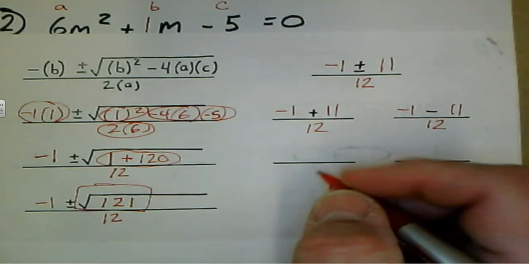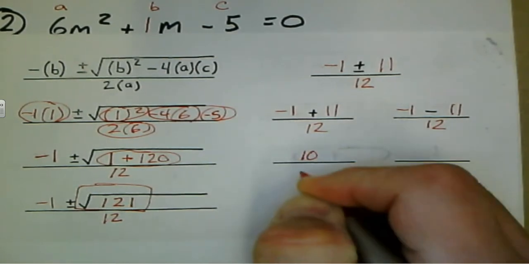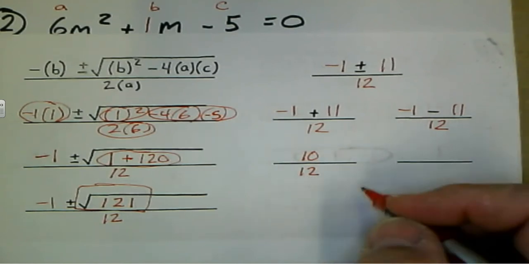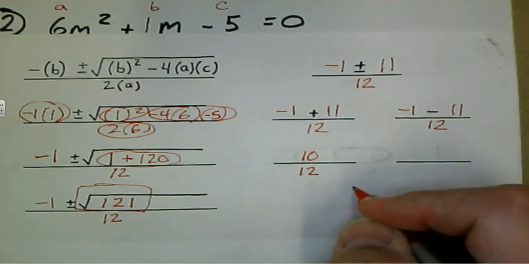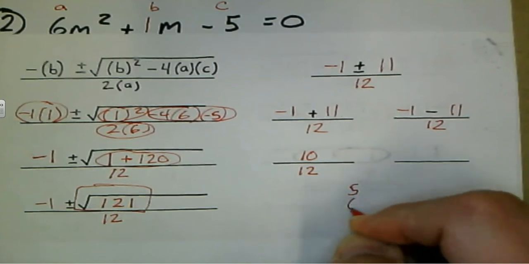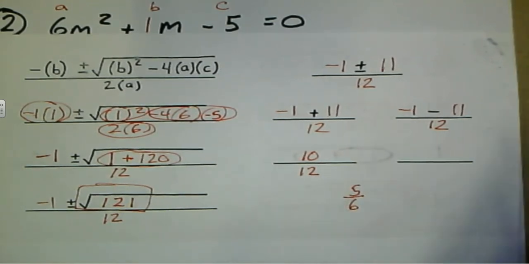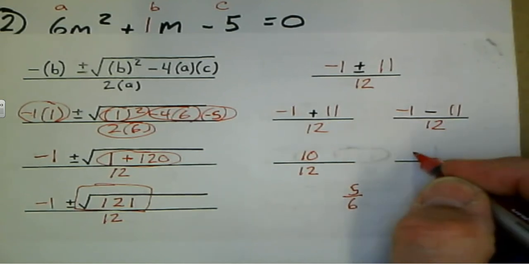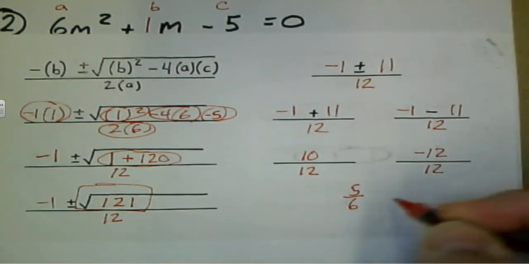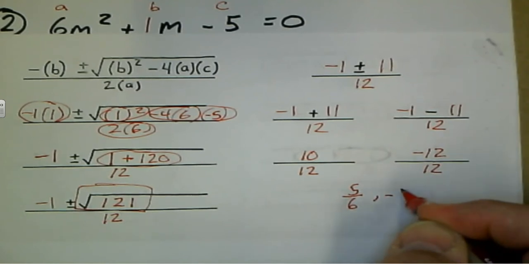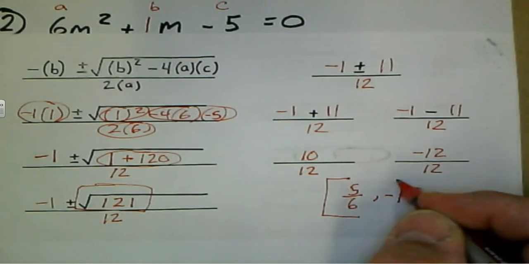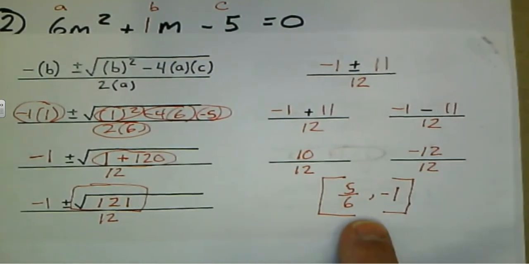1 minus 11, 10 over 12. And we can do 10 over 12. What is that going to reduce to? With your calculators here, we'll do that. 5 over 6. -1 minus minus 11 would be -12. -12 over 12 is -1. Those are our x's, our zeros, our x-intercepts.